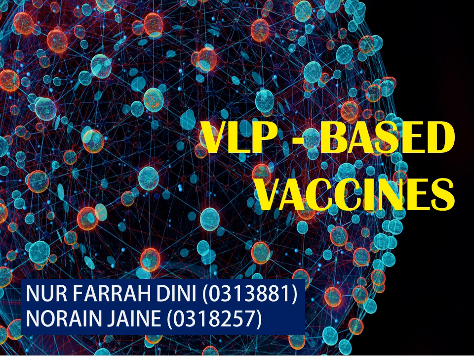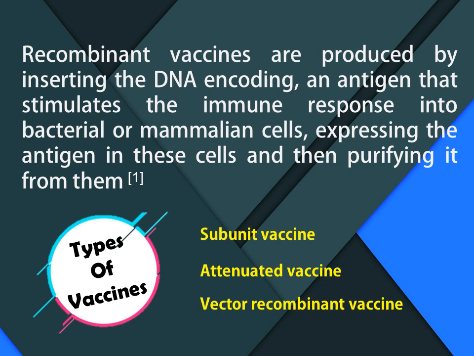recombinant vaccine. Recombinant vaccines are produced by inserting the DNA encoding an antigen that stimulates the immune response into bacterial or mammalian cells, expressing the antigen in these cells and then purifying it from them.